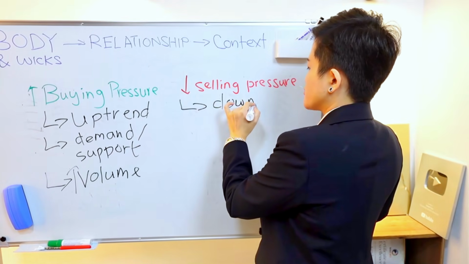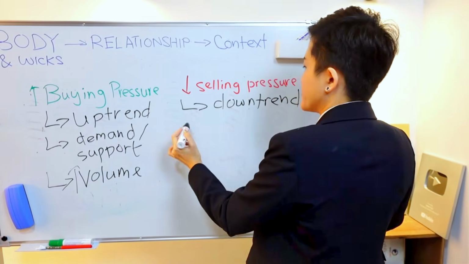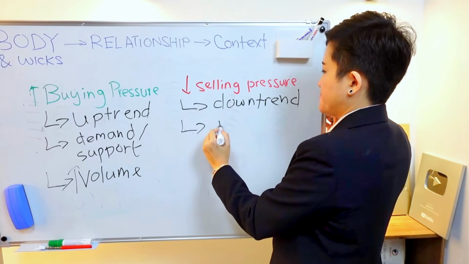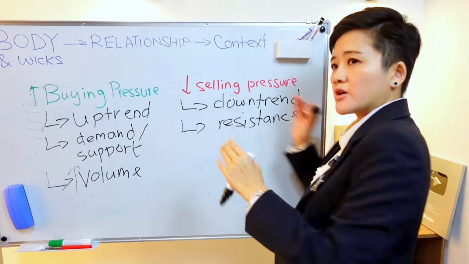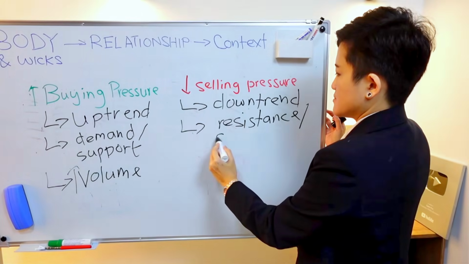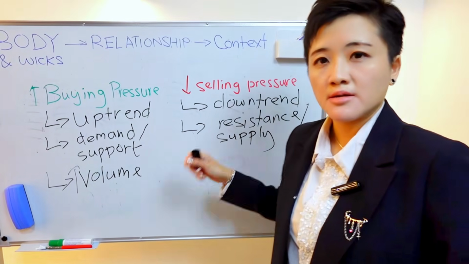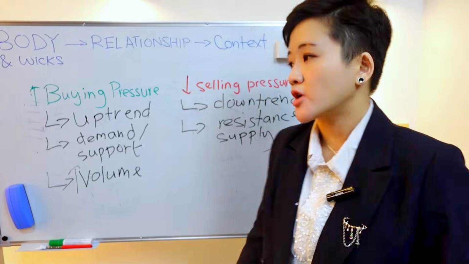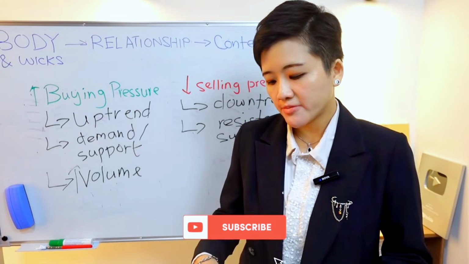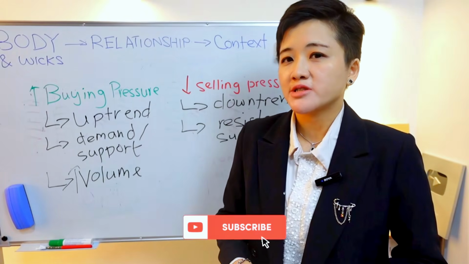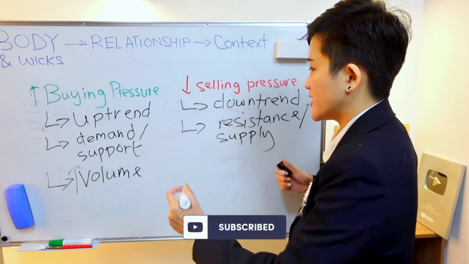Selling pressure, you want to trade in a downtrend. No sideways market, it's going to be risky, do it at your own risk, okay? If you like gambling, do it. You want a strong ceiling, resistance zone, or a strong supply zone. By the way, there's such a thing as a weak and strong support resistance zone. I'm going to make a video on that in the next few weeks, so subscribe so you don't miss out on that, okay?